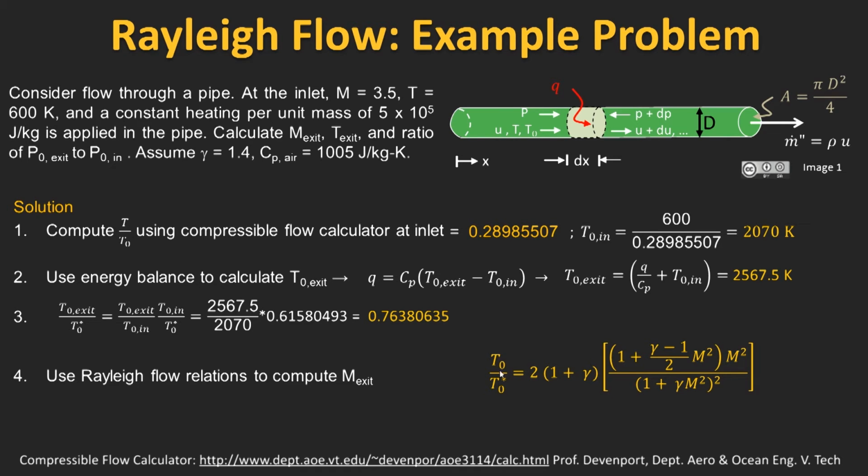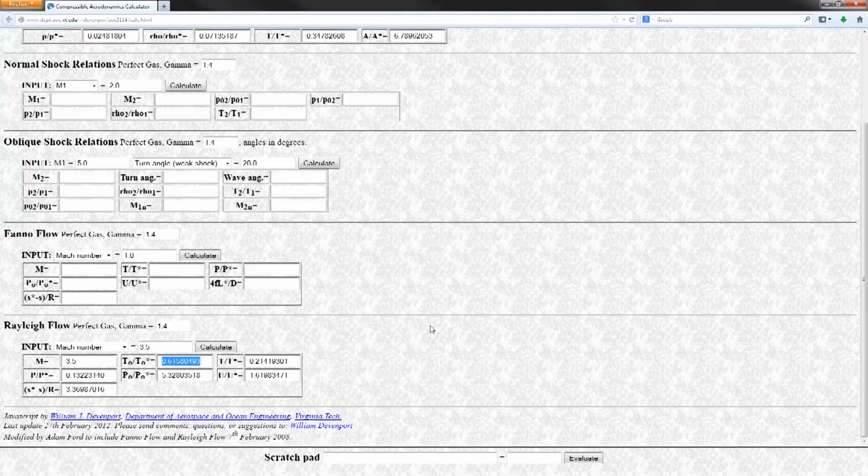So we know that T naught over T naught star can be expressed as a function of Mach number and gamma. And in this equation, if we now tell the calculator that T naught over T naught star is this value, we are asking it to compute the Mach number based on this equation. And that's what the calculator is doing. So let's go do that. To do that, I need to grab the value 0.7638, go back into the calculator.